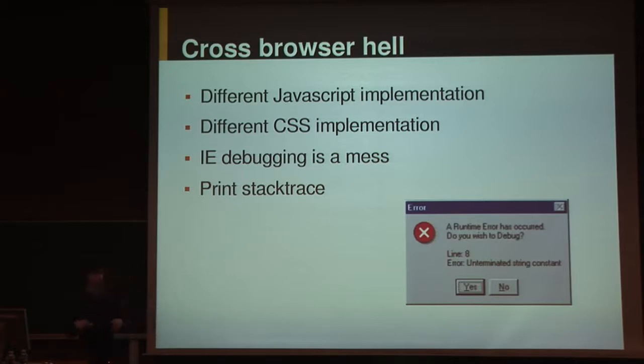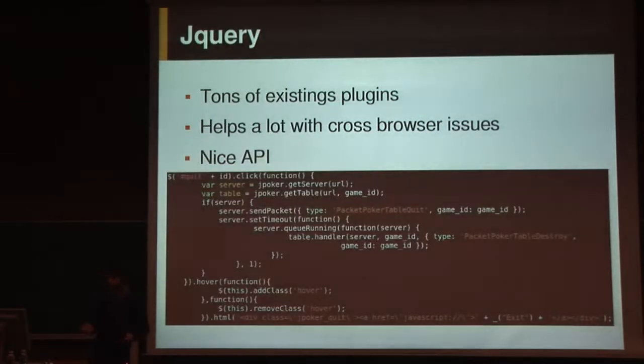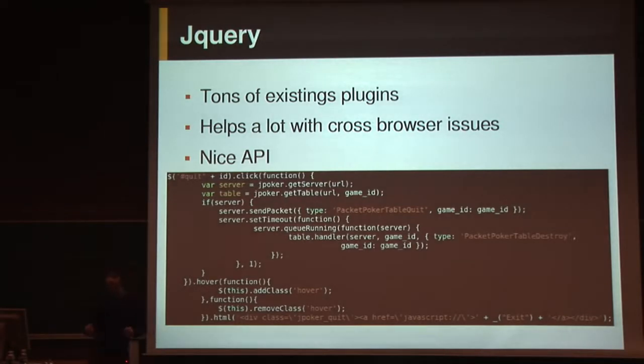So we had to add some code in order to be able at least to print a stack trace on each browser. So for dealing partially with the cross-browser issue, we are using jQuery. Because there are tons of existing plugins. It helps a lot with cross-browser issues, and there is a nice API. Here you can see how we are binding the quit element, when clicked, to send a packet to the server.